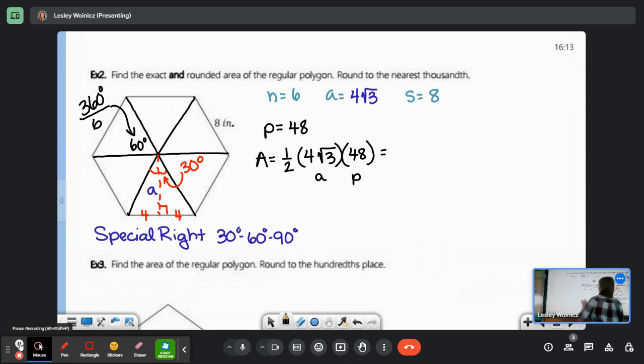All right, so I can do half of 48 and get 24. 24 times 4 is 96. So the exact answer will be 96 root 3 inches squared. And then it's also wanting it rounded to the nearest thousandth.